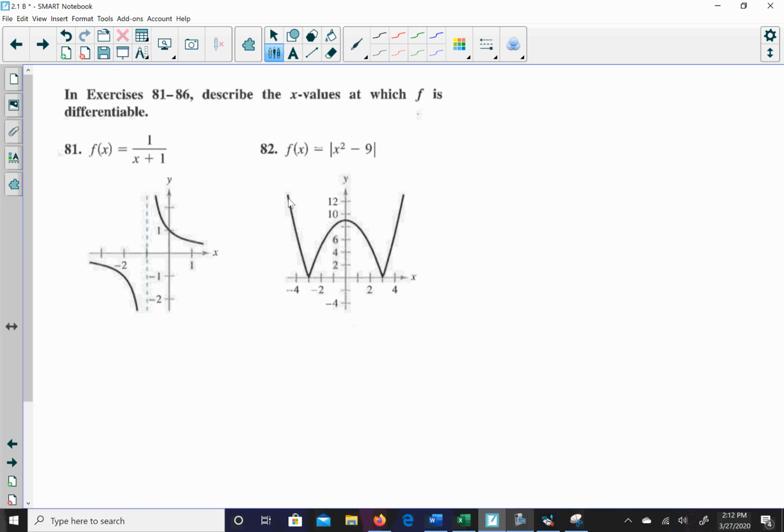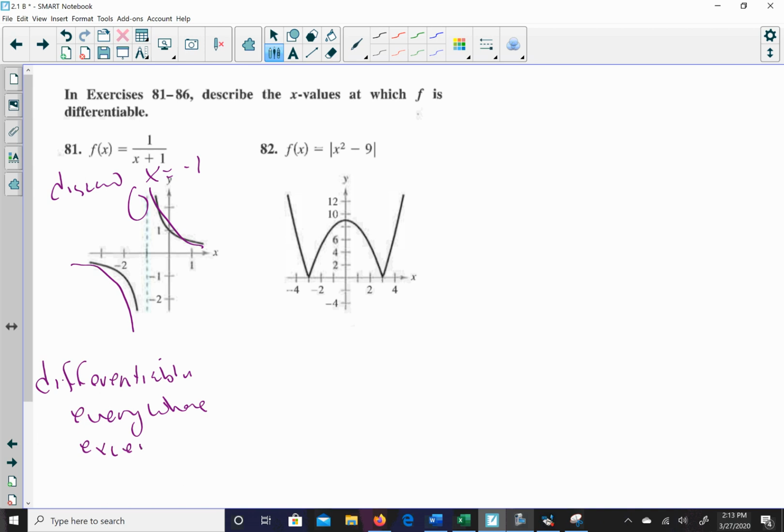When I look at the next one, it says describe the x values for which f is differentiable. In other words, when can I find the derivative? So one of the things that we talked about last class is your function has to be continuous in order to find the derivative. So here, my function is discontinuous at x equals -1, which means I cannot find the derivative at -1. Everywhere else looks like it's fine. So I'm going to say it's differentiable everywhere except when x is equal to -1.